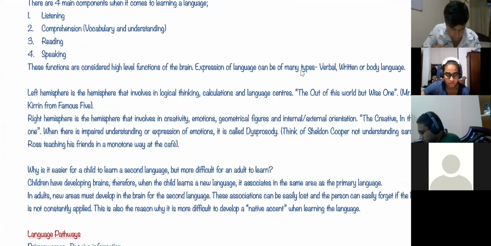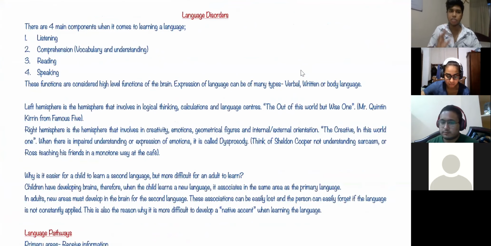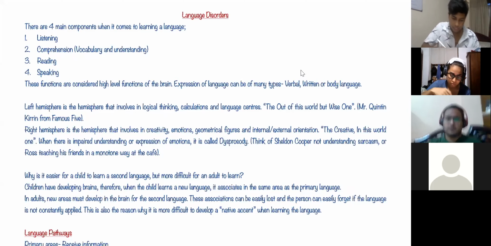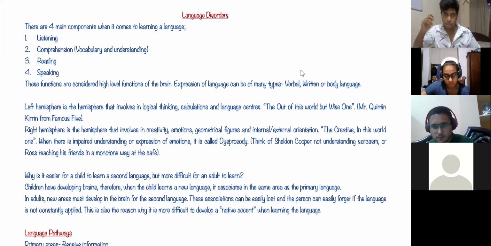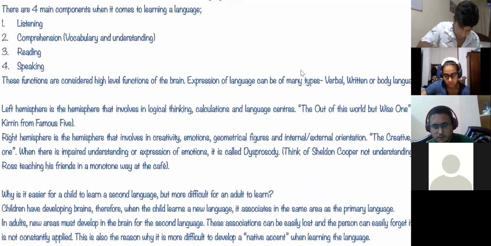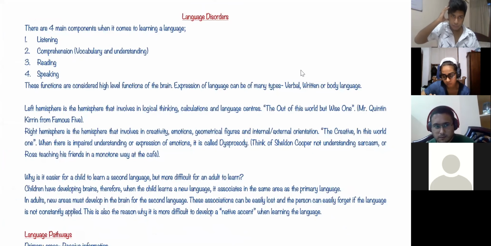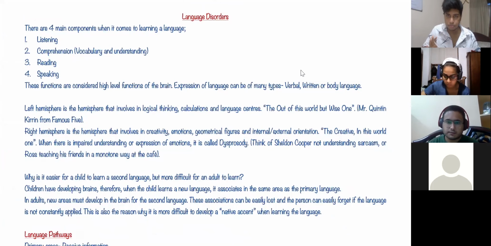So first of all, can someone tell me which hemisphere is involved in language? The dominant hemisphere. Left or right? In majority, it is the left hemisphere that is involved in language. Okay, the left hemisphere is where you have the language centers in majority of the people.